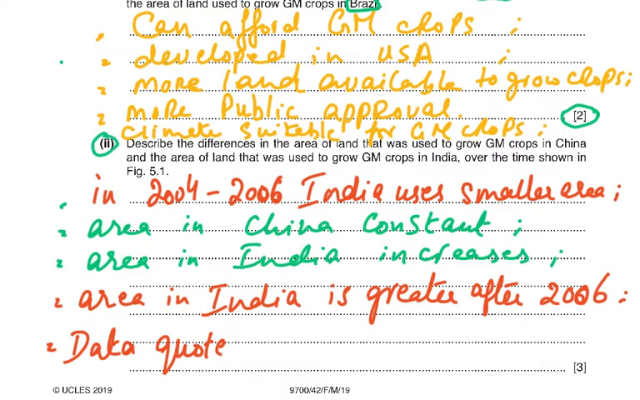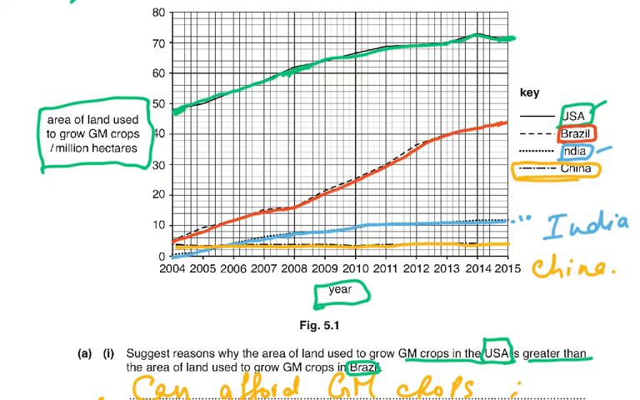Part two of the question was: describe the differences in the area of land that was used to grow GM crops in China and the area of land that was used to grow GM crops in India over time, shown in figure 4.1. You are expected to do a comparison between China and India. And I told you describe is no biology, so you have to just give me a comparison of what was happening. If you look at the graph, you can see the comparison between India and China. I've labeled these.